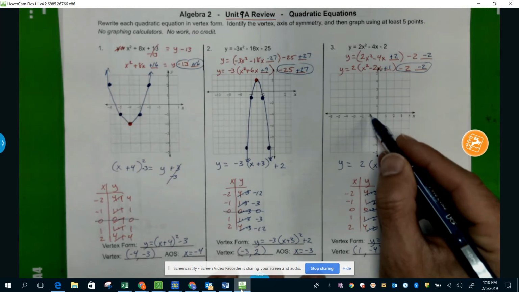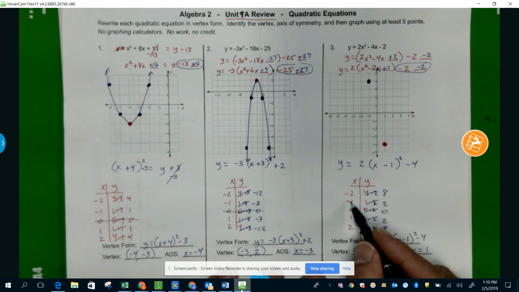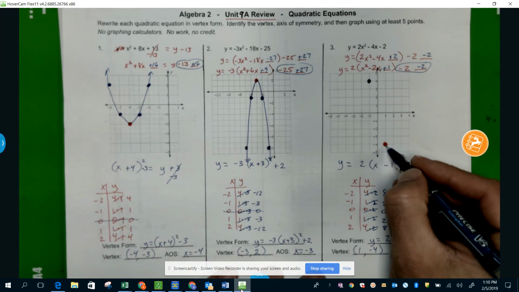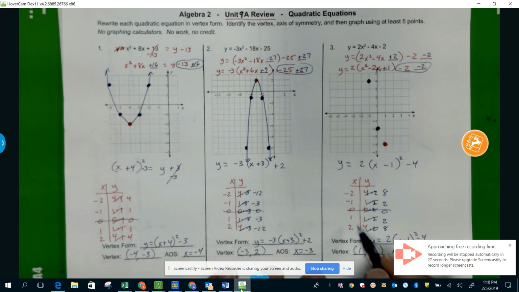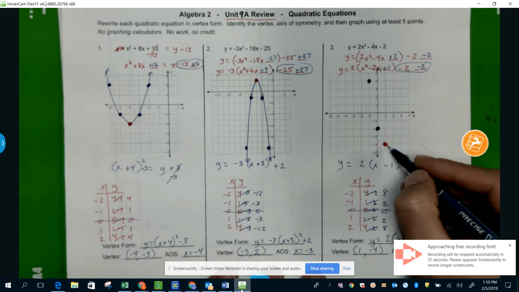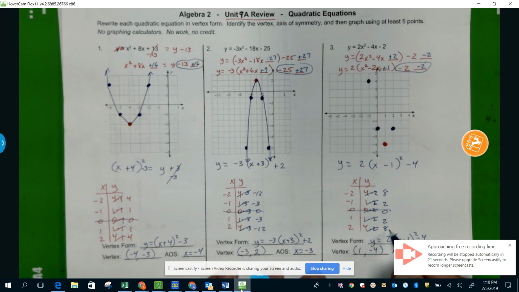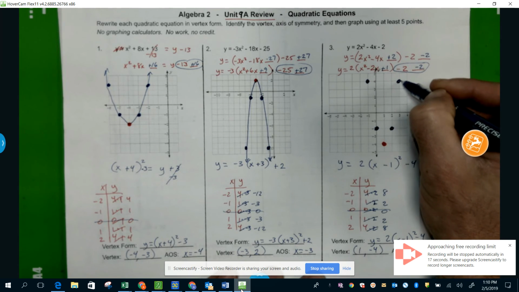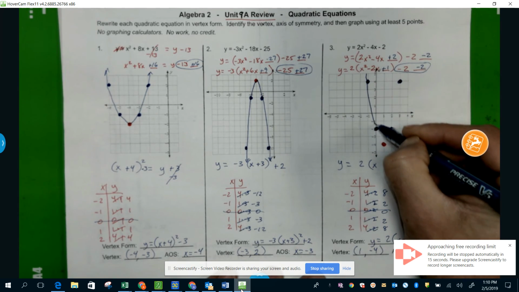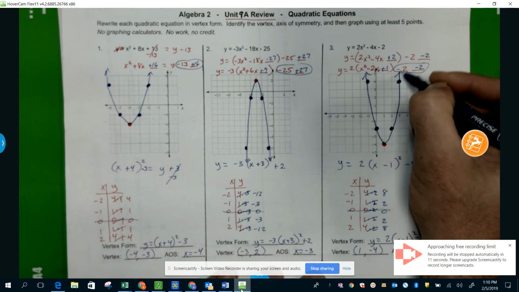1, 2, 3, 4, 5, 6, 7, 8. Left 1, up 2. 0, 0 is the vertex. Right 1, up 2. And then right 2, up 8. And there's that one.